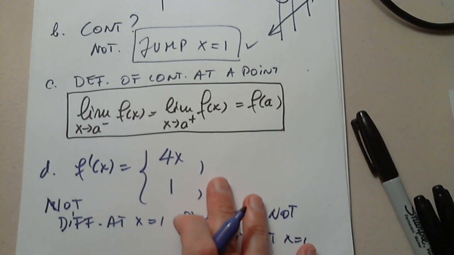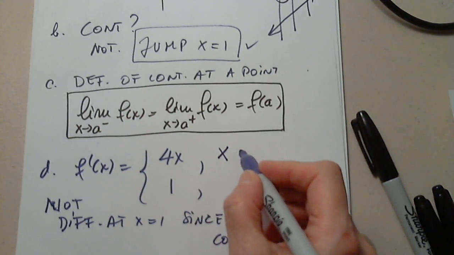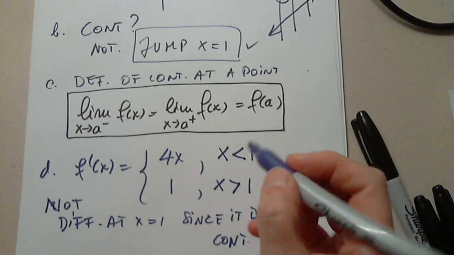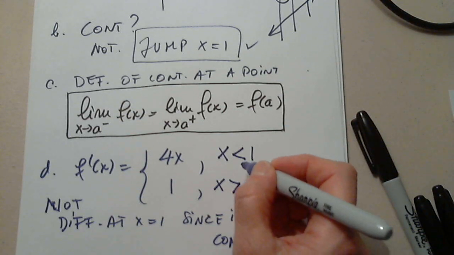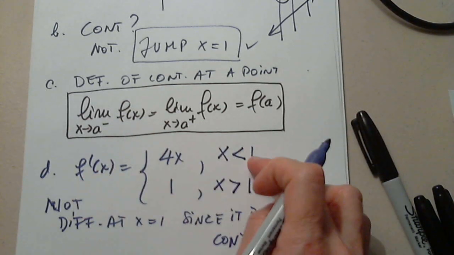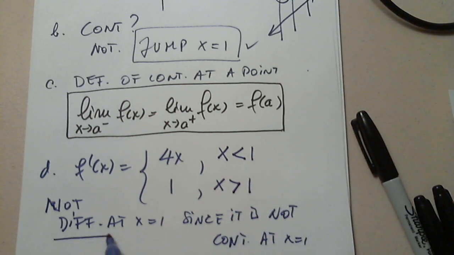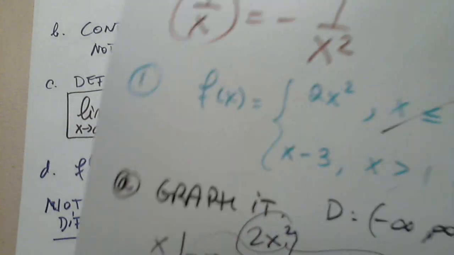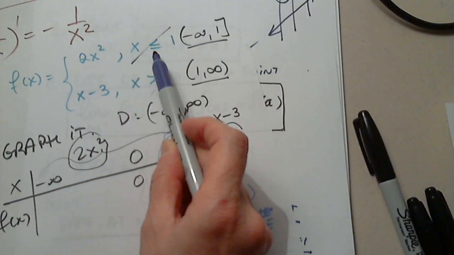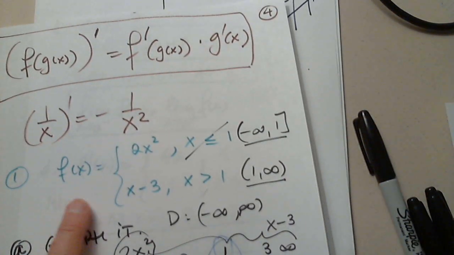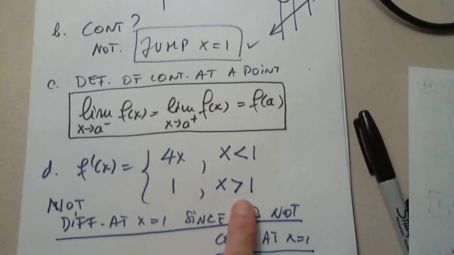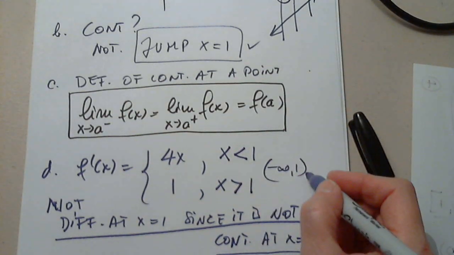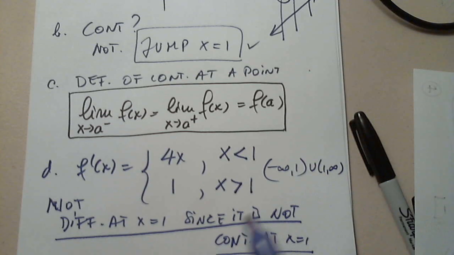So now be very careful. I can only write this. I cannot put the equal symbol here. If I put the equal symbol here, I'm telling you that f prime exists at 1. But f prime does not exist at 1. The original function exists at 1, but because the function is not continuous at 1, the derivative cannot exist at 1. So the domain of the derivative is negative infinity to 1 with a parenthesis, union 1 to infinity.